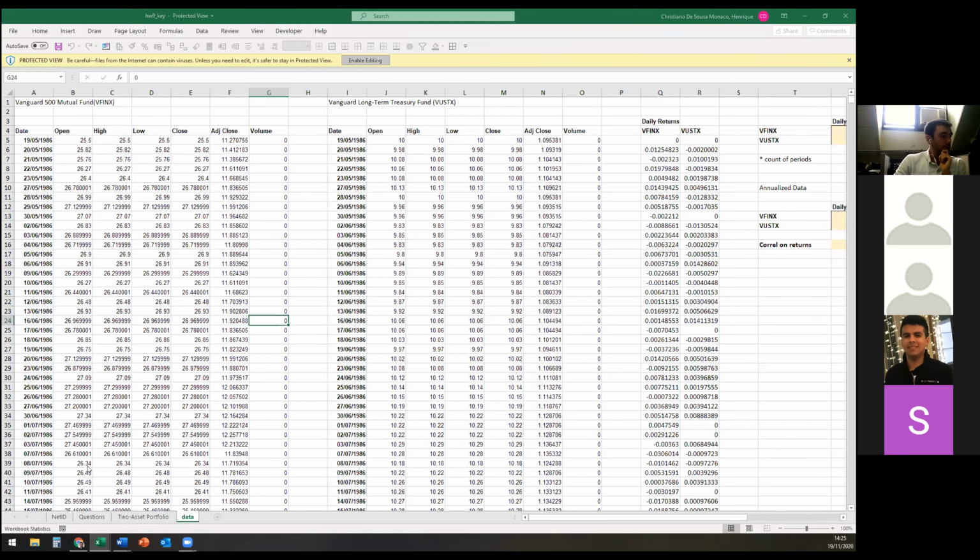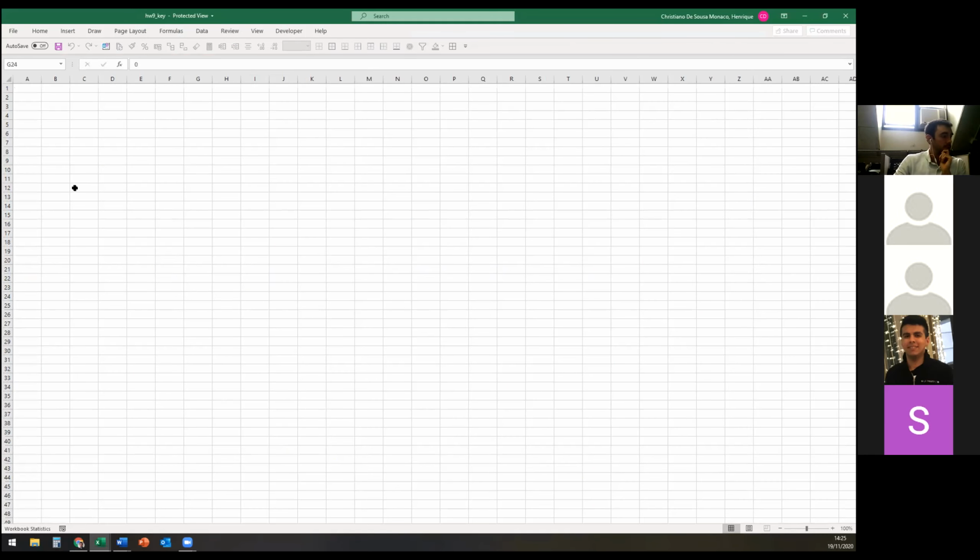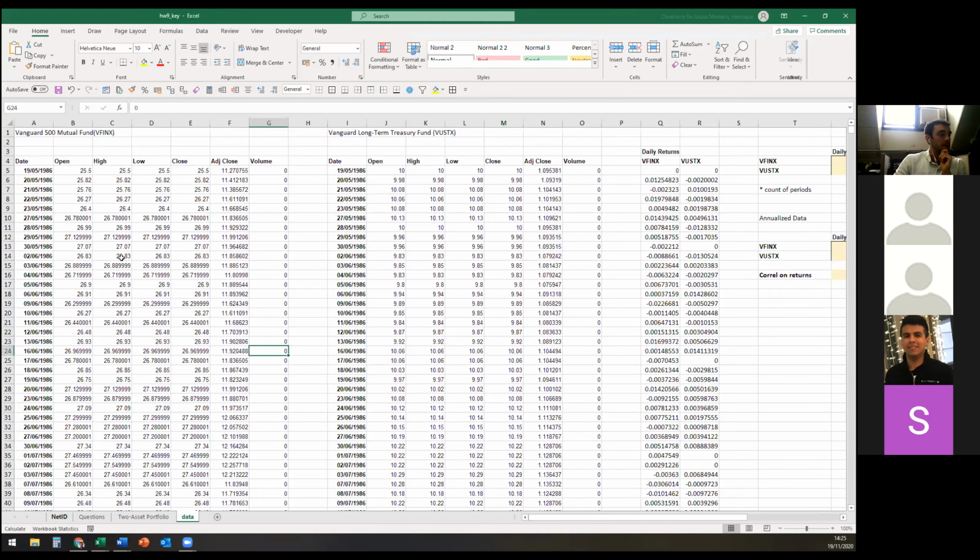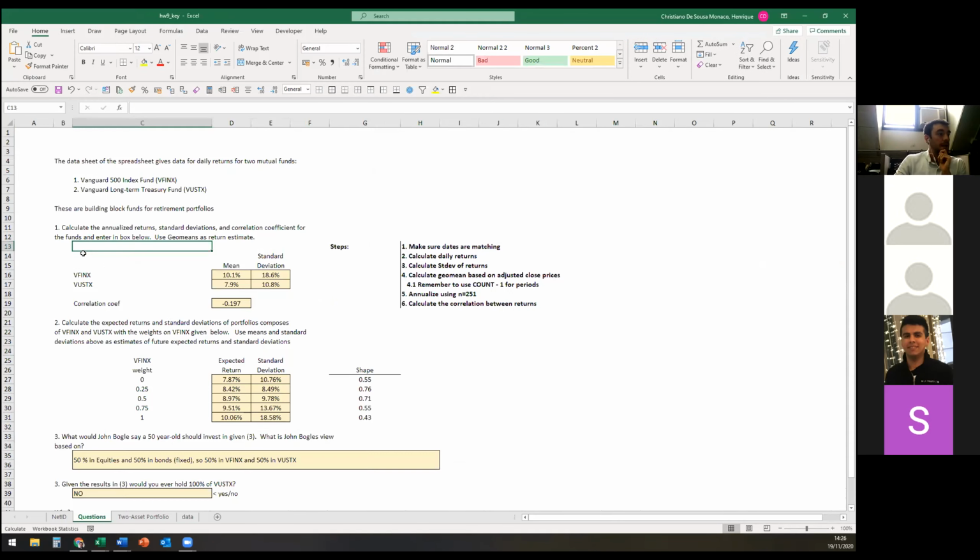So for homework 9, we gave you 2 funds and asked you to calculate annualized returns. And we put that here as well: use GeoMean as return estimate. And you should remember, we're going to be doing this review real quick, but GeoMeans are always preferred over means, okay? And the annualized returns, standard deviations, and correlation coefficients for those funds.